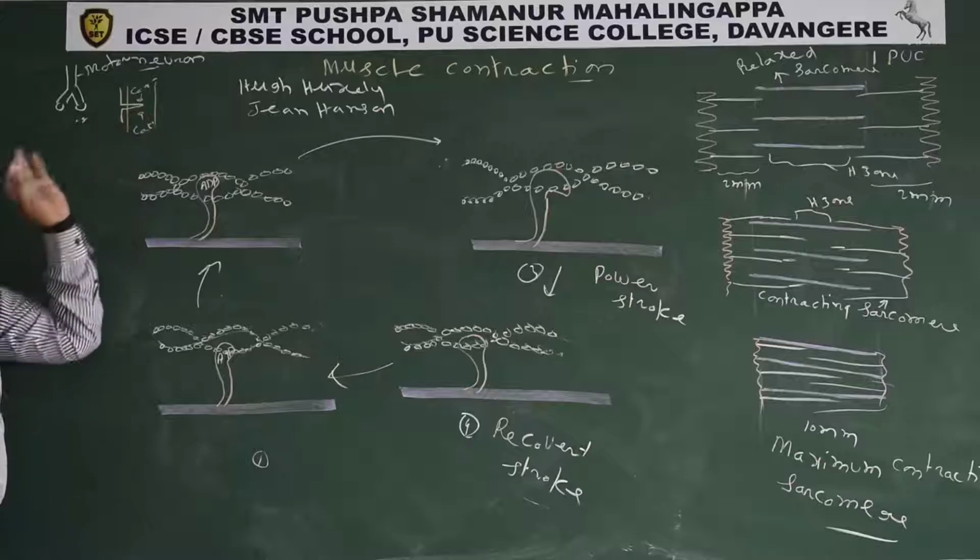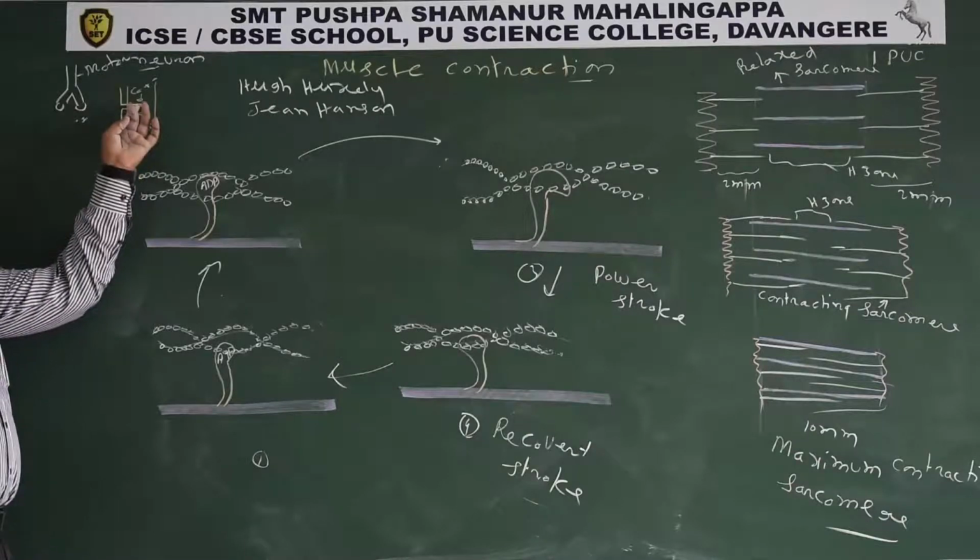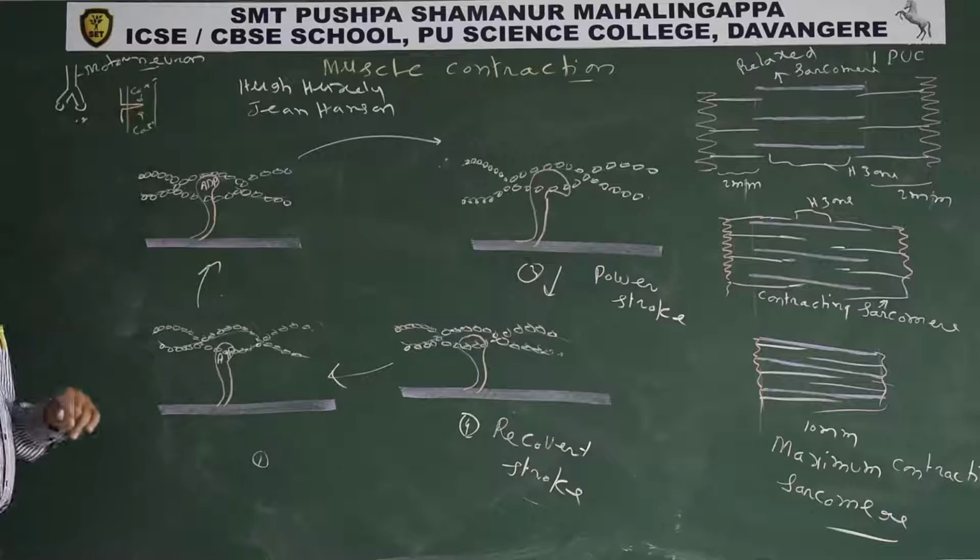Now the T-tubule is excited. The T-tubule transfers the message to the cisternae. The cisternae are excited and release calcium ions. Now the calcium ion concentration increases in the sarcoplasm.